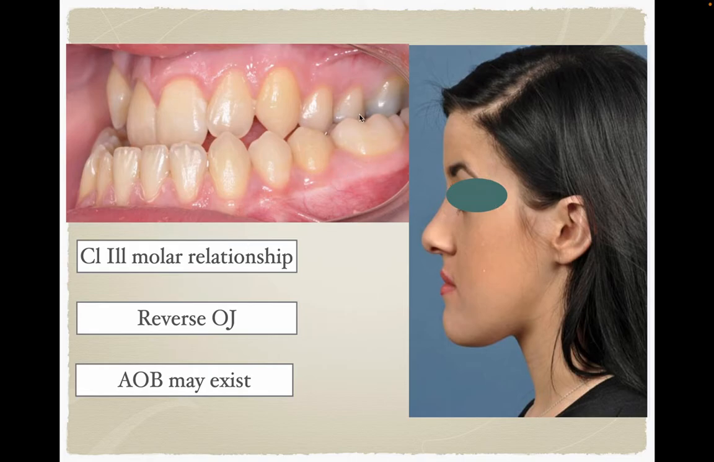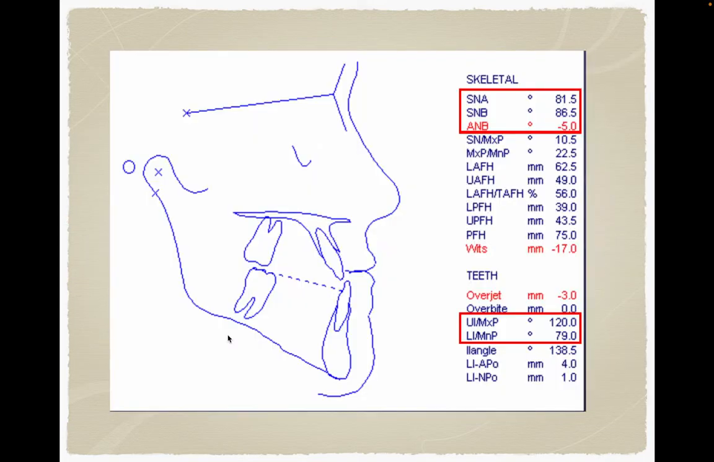usually a patient with a class 3 malocclusion has a class 3 molar relationship, as we can see. They usually have a reverse overjet, and sometimes an open bite might be seen. Maxillary incisors will be proclined, as we can see here, trying to compensate, while the lower incisors are retroclined, trying as well to compensate for the class 3 malocclusion.